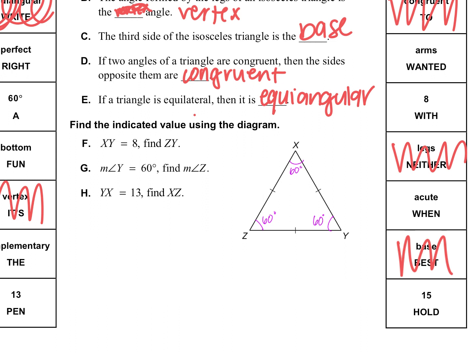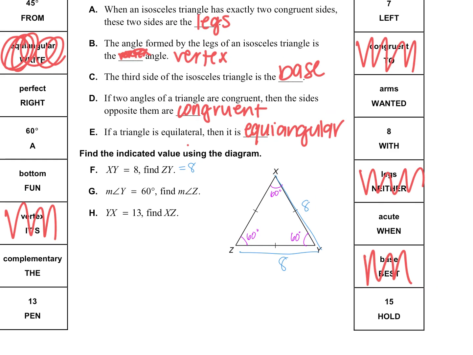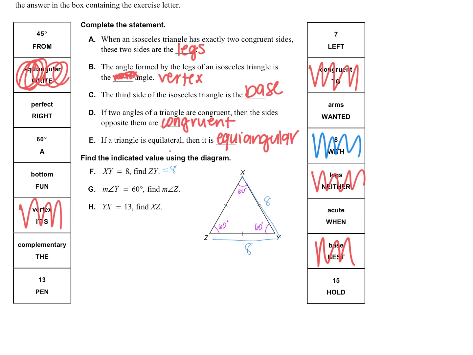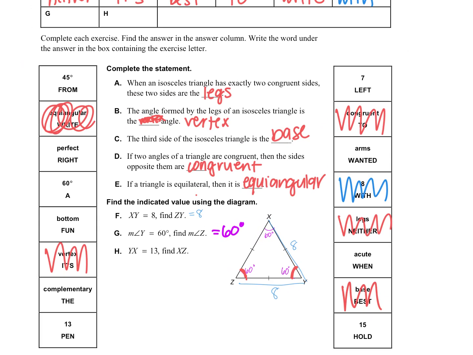For XY, they're telling me XY, so right here, this side, is 8. What should ZY also be? 8, perfect. So I'm going to write 8, and that is the word width. All right, now if the measure of angle Y is 60, what's the measure of angle Z? 60 as well. So it's A.